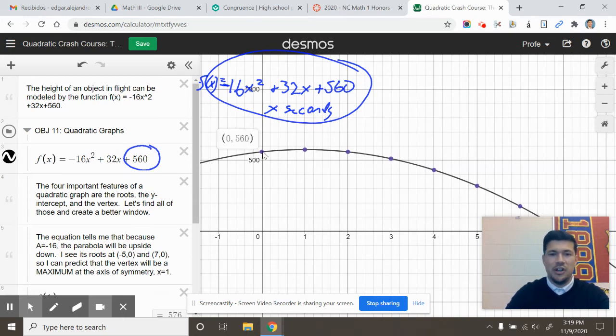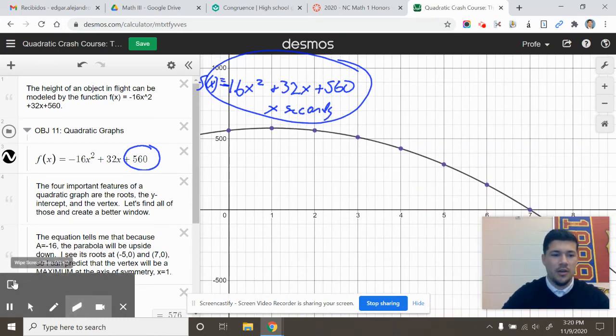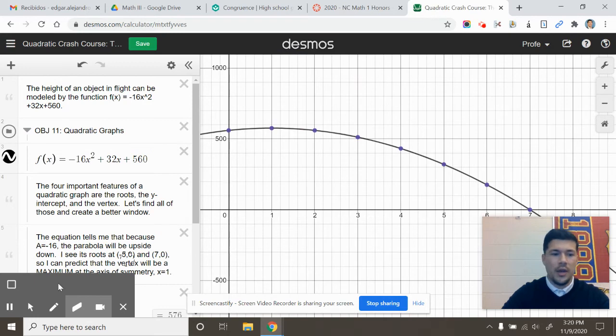So I can see that it started at 560. It reaches a vertex at 1, 576. So the highest it goes is 576. And then I see values reflected. For example, after 2 seconds, it's back down to 560 feet. And it continues this all the way to, let's clear this, all the way to 7 seconds, all right?